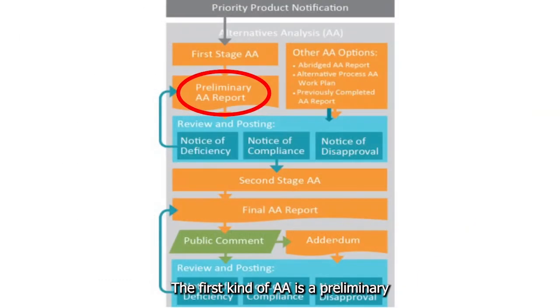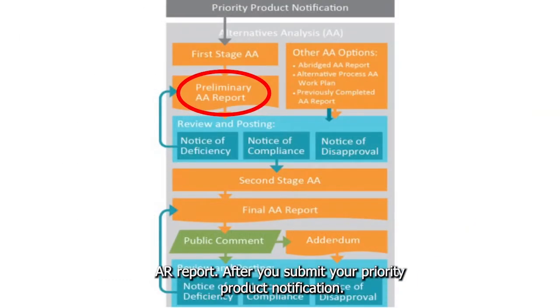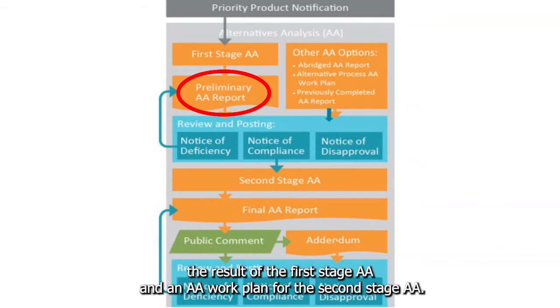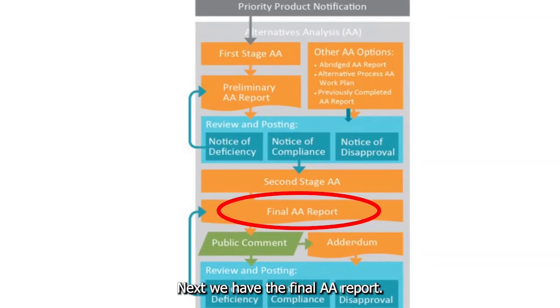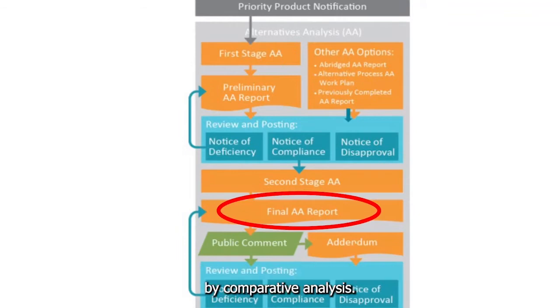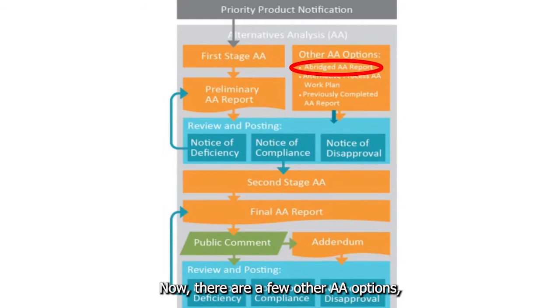The first kind of AA is a preliminary AA report. After you submit your priority product notification, you should begin drafting your preliminary AA, which includes the results of the first stage AA and an AA work plan for the second stage AA. Next, we have the final AA report. This contains the results of the second stage AA and includes a selection of an alternative which is supported by comparative analysis. Now there are a few other AA options.